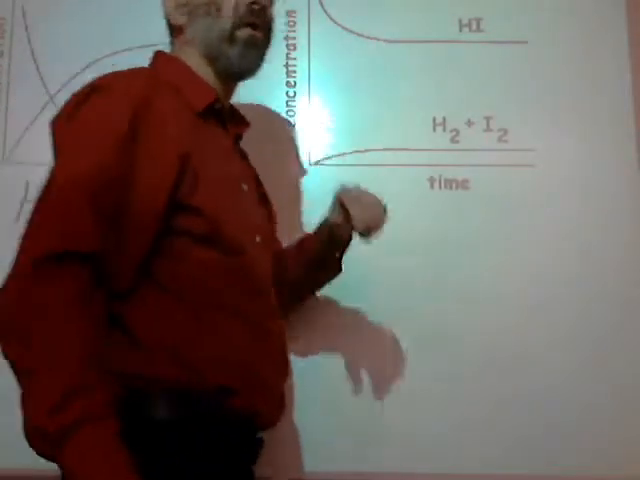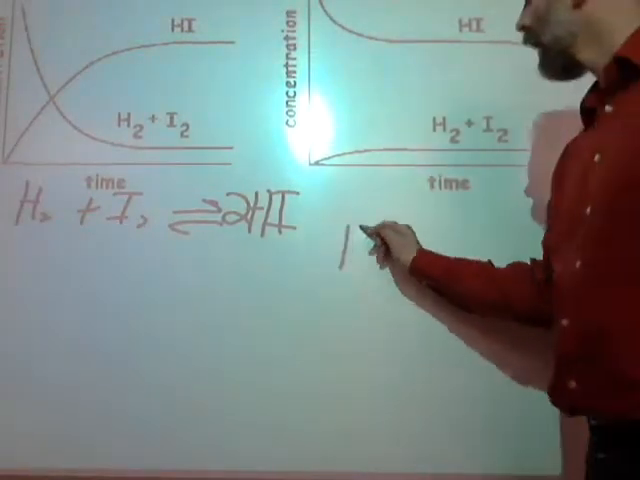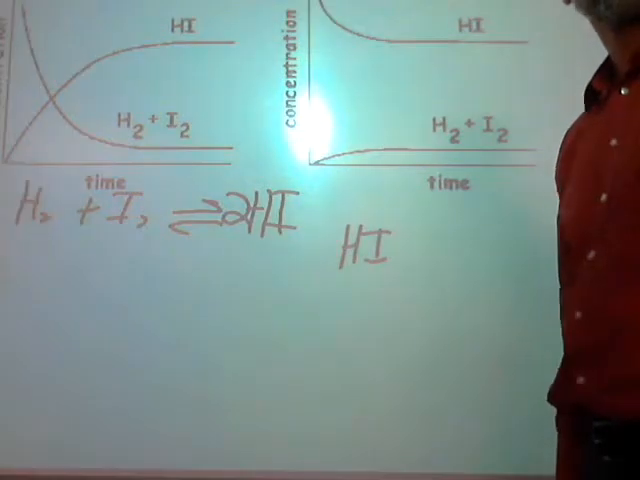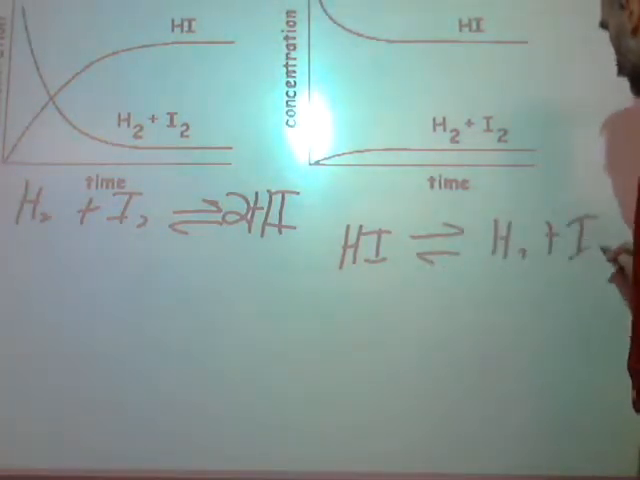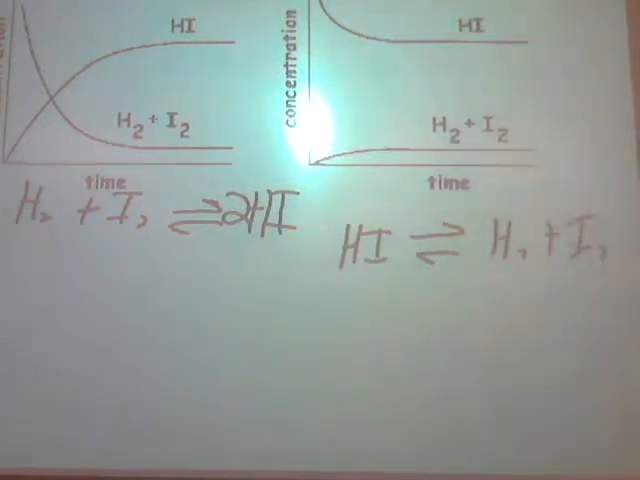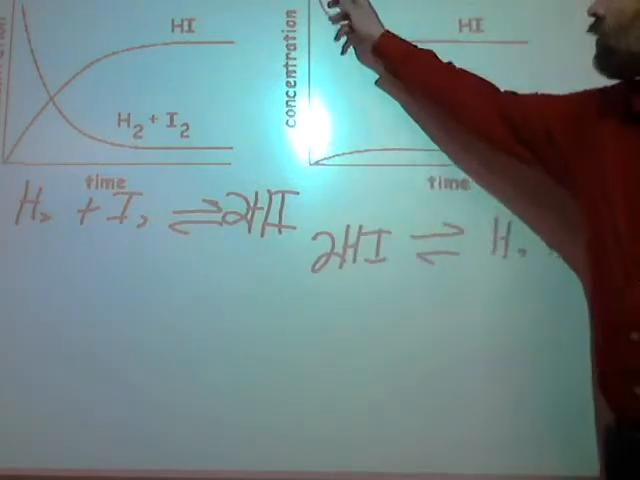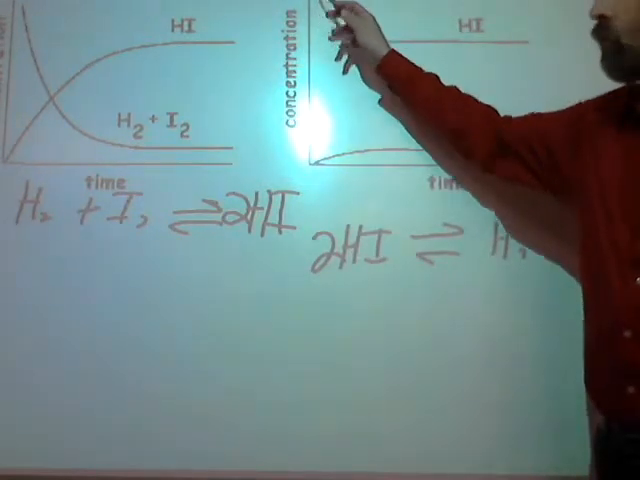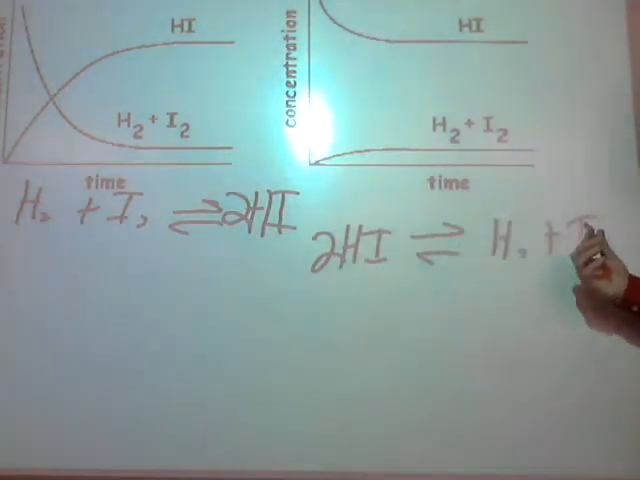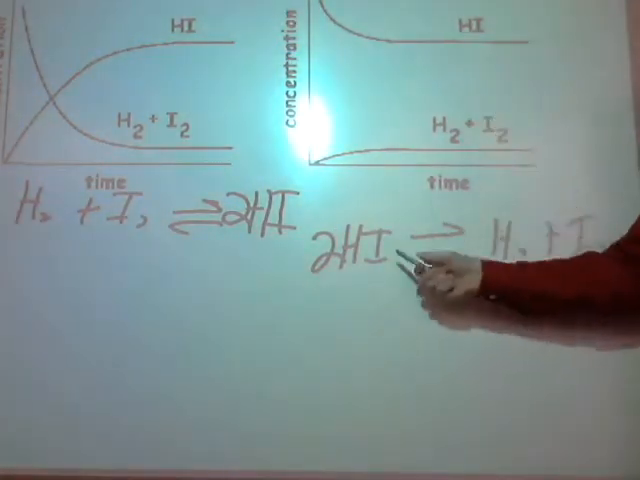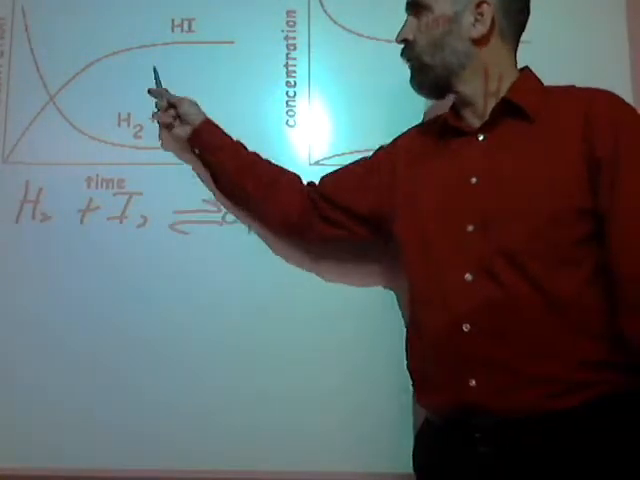What would you have written for the equation for this guy? HI yields H2 plus I2. Do you see why? You see what's going on here? Okay, I have to balance that again. The reason I started with HI is look how much HI I've got in the beginning of this reaction. I've got no H2. So if I just write left to right, the correct forward direction, the way the reaction's written in this graph, that's the equation for this graph.